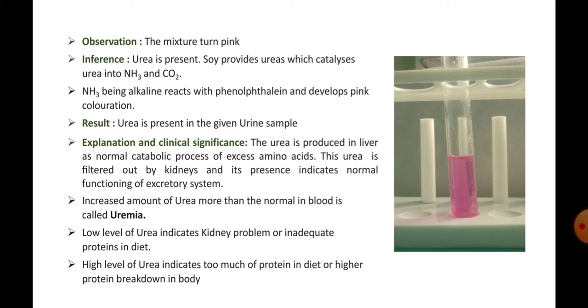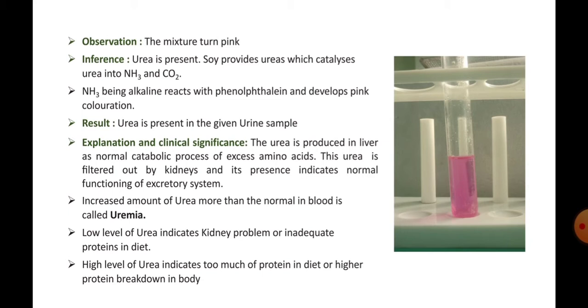Now if there is an increased amount of urea, the condition is called uremia. This high level of urea indicates too much protein in the diet or higher protein breakdown in the body. On the other hand, if there is a low level of urea, it indicates a kidney problem or inadequate protein in the diet. So students, this was about the first test, that is the test for urea.